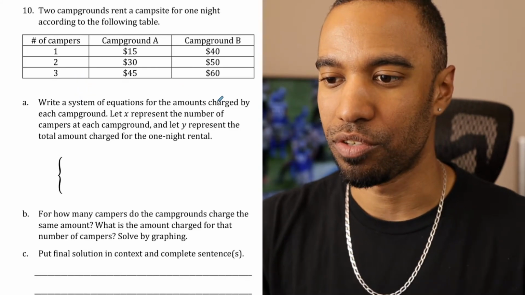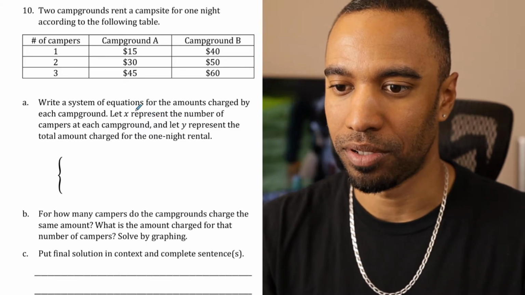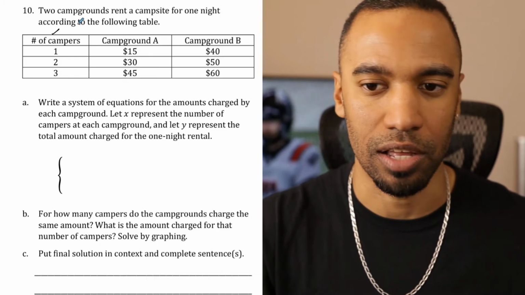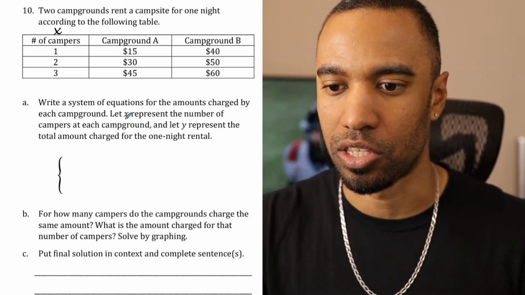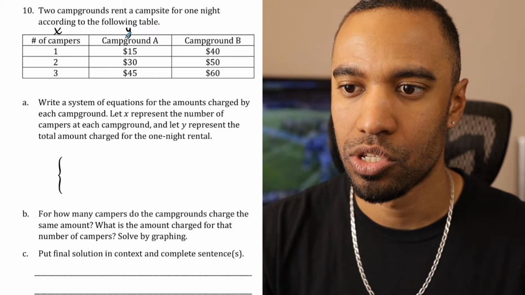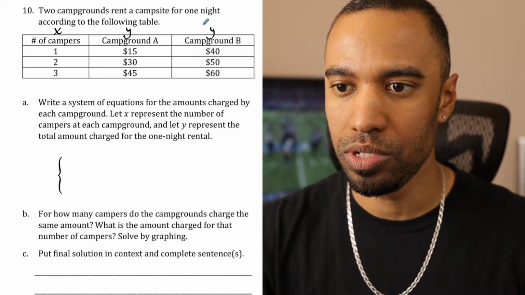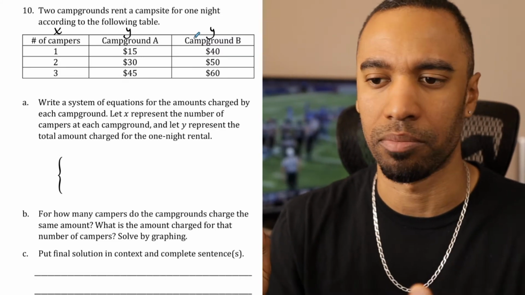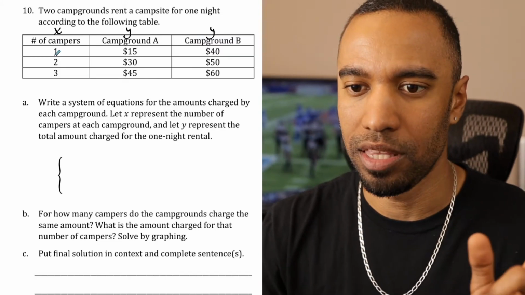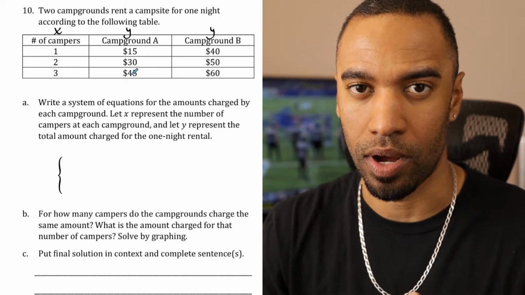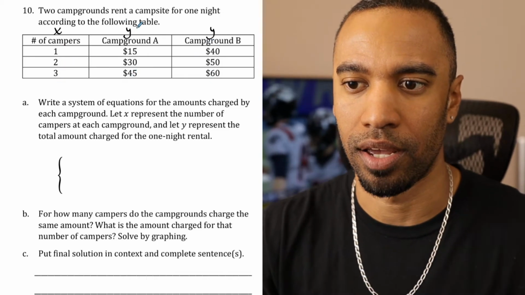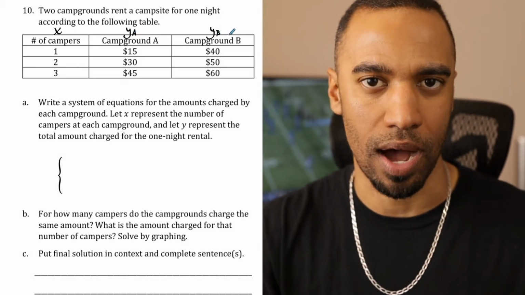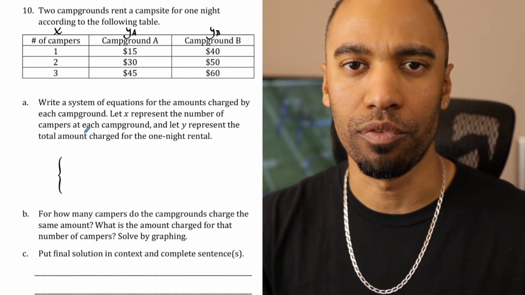Let's write a system of equations for the amounts charged by each campground. Let x represent the number of campers at each campground, and let y represent the total amount charged for 1 night rental. These are 2 different y values that are going to be used. We've done a problem like this before, like the tortoise and the hare. You plug in these values for x, you get these values for y. Then you plug in these values for x, you get these values for y. So I'll say this is y for campground A and y for campground B, just so you understand how they're 2 different y things here.